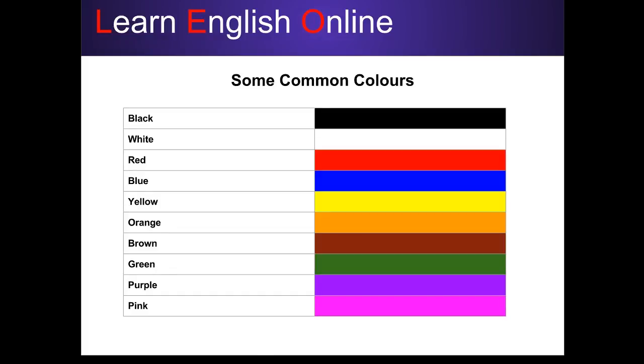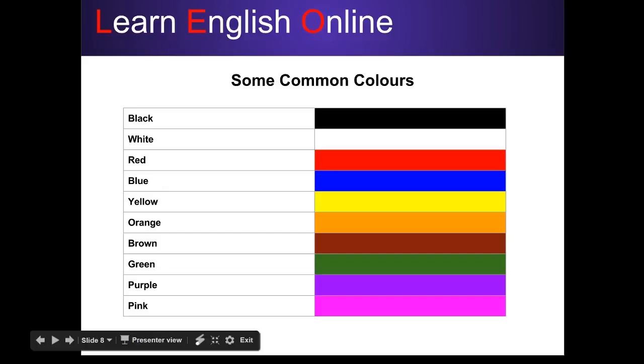Now, colours. C-O-L-O-U-R-S. I'm British. Okay, Americans do spell it C-O-L-O-R-S without the U. It's just a difference between British and American spelling. You choose, whichever you want, I don't mind. But this is how I was taught. And then we've got some common colours here.